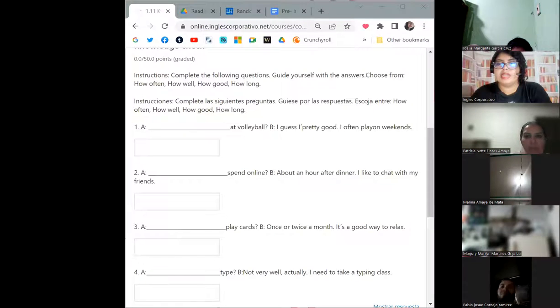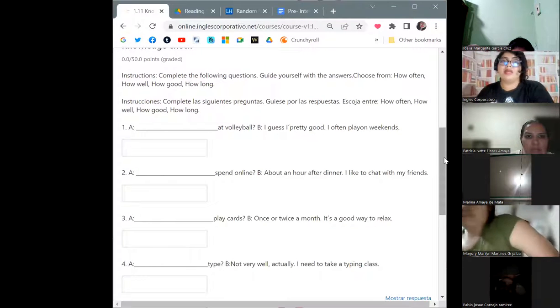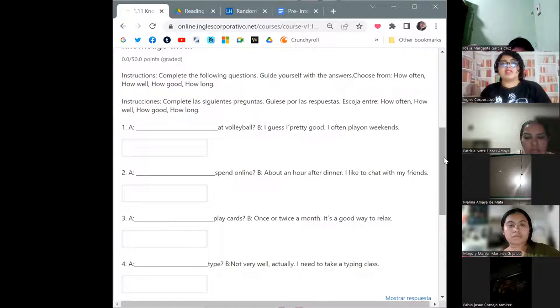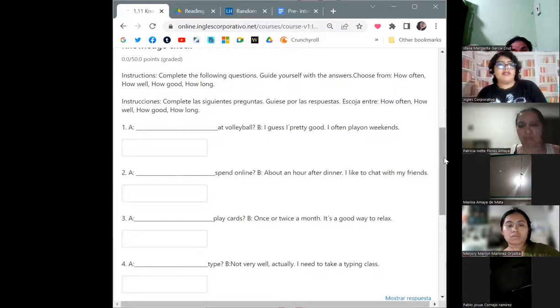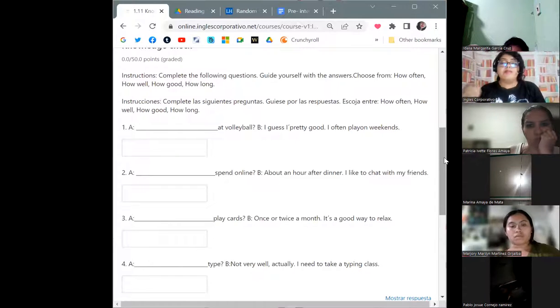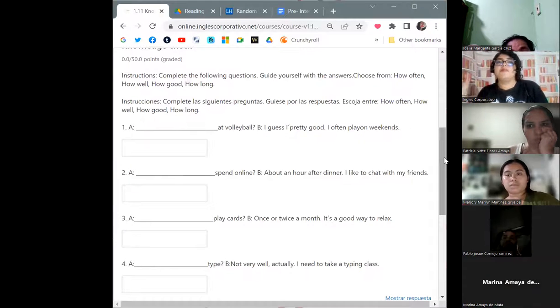In this one, we have the knowledge check that is the last knowledge check that we have here in section number one. And it is this one. Complete the following questions. Guide yourself with the answers. Choose from how often, how well, how good, and how long. This is related to the topic of the word how and how to create this kind of questions. I know that I didn't write the other examples that I said yesterday on the document, but don't worry, you are going to have all that information on the document. So don't think about that part, but I'm going to do it later.